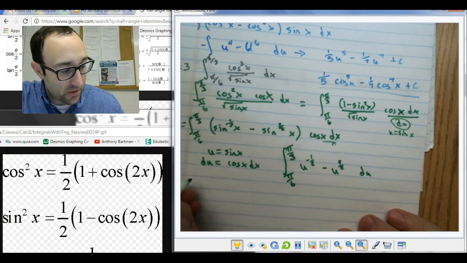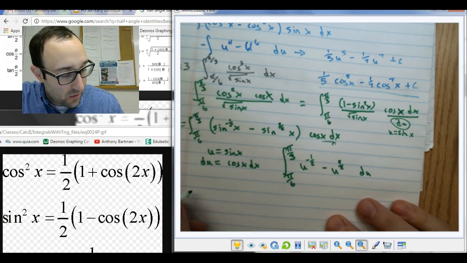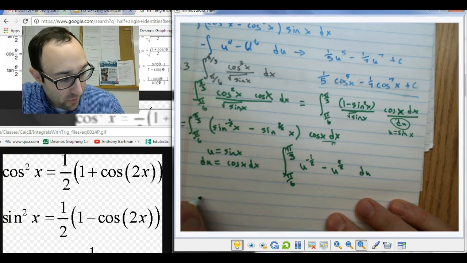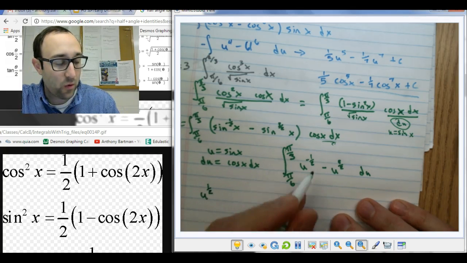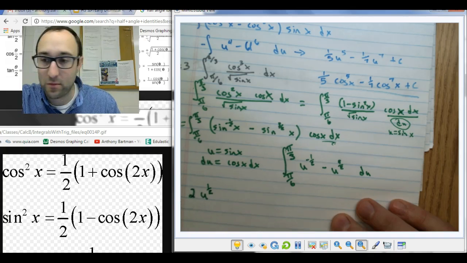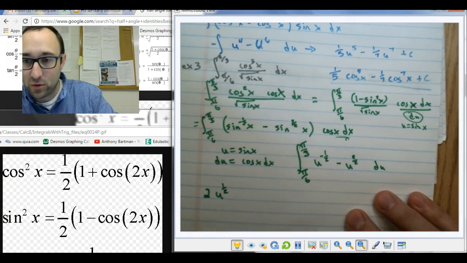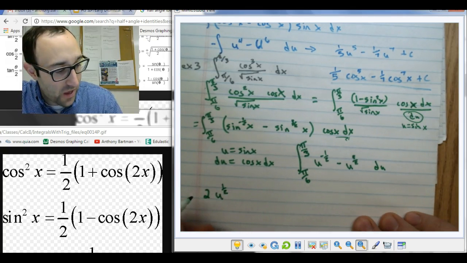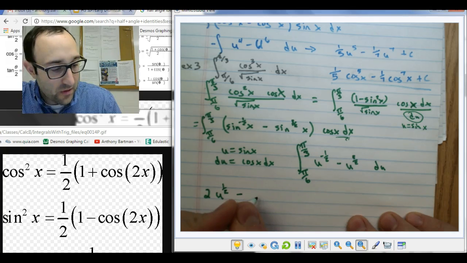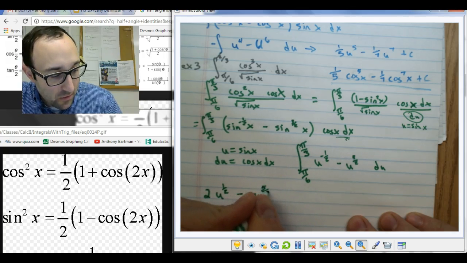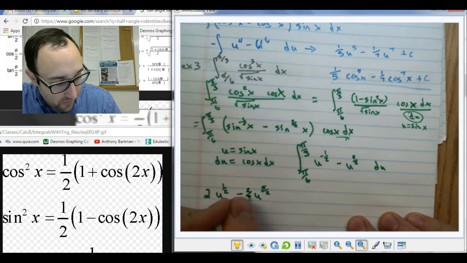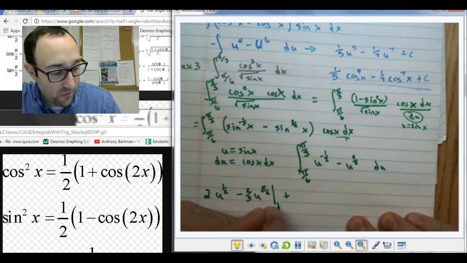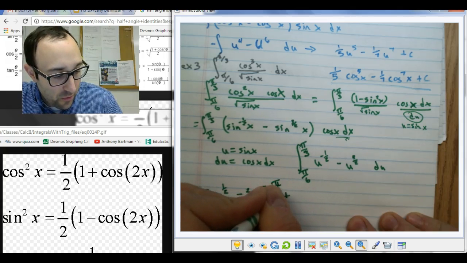So if I do all that, I should get the negative 1/2. If I want this to be plus 1, I should have it be u to the 1/2. And what do I have to multiply that by to get a 1? I should multiply by a 2. So it should be 2 u to the 1/2, minus, if I have 3/2, it's going to be u to the 5/2, so that means I should have 2/5. And then we're going to evaluate that.